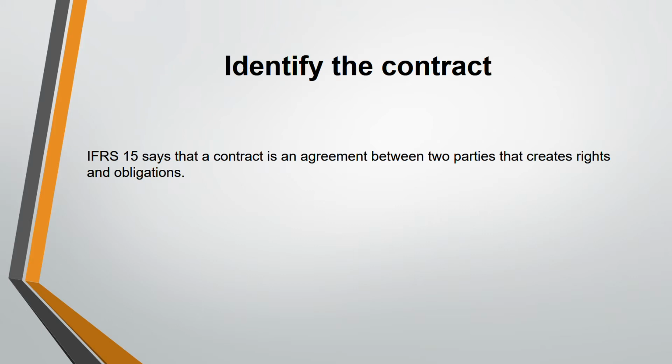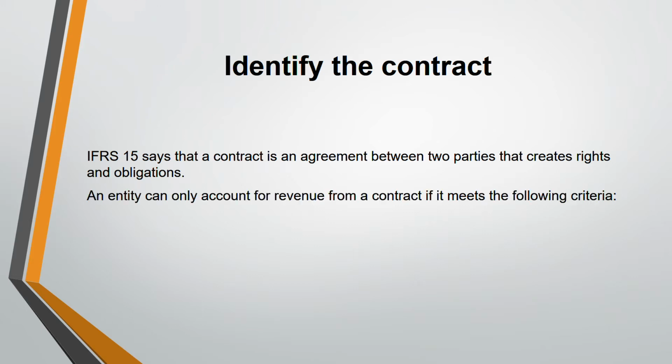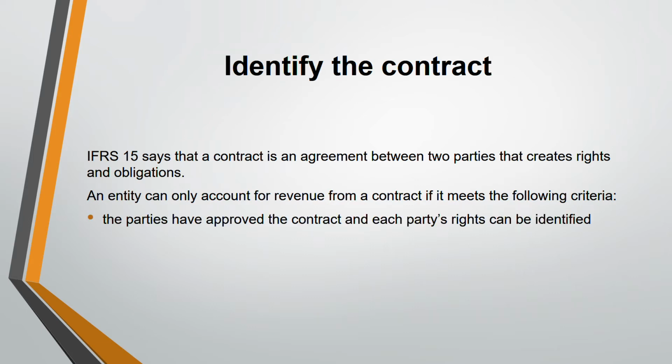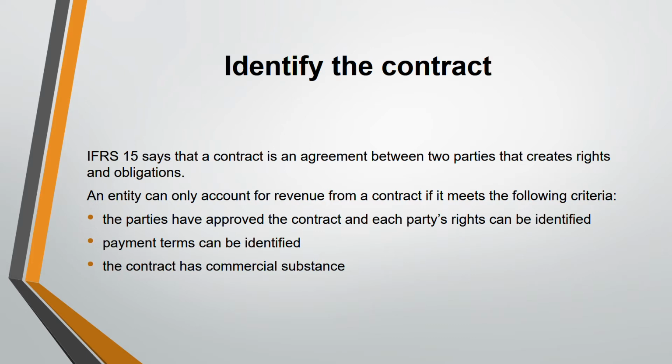The following criteria need to be met if you are to recognize revenue from a contract. Number 1, the parties have approved the contract and each party's rights can be identified. Both parties should approve the contract, and you can identify from it that this party is going to receive and this party has to pay this much. Then payment terms can be identified, that is the transaction price. A contract without payment terms means you cannot recognize revenue, so payment terms also have to be clear.